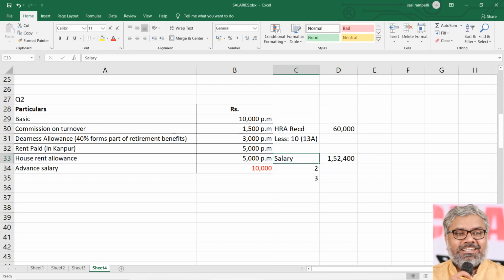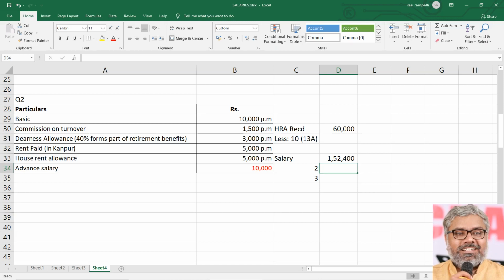This word salary, what we have. So here this advance salary should not be included. And always in this case, the salary should be calculated on due basis. For the purpose of computation of exemption of HRA, it should be calculated on due basis, not on receipt basis. So even though this 10,000 rupees is received, that should not be included in this salary. That is the first point to be noted here. So without including that, the salary came out to be 1,52,400.